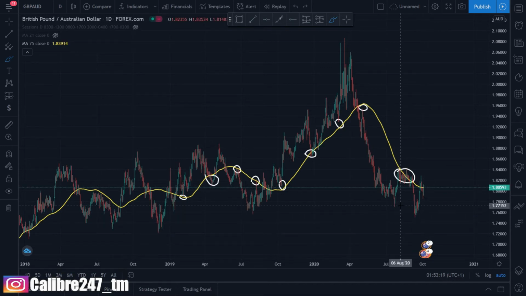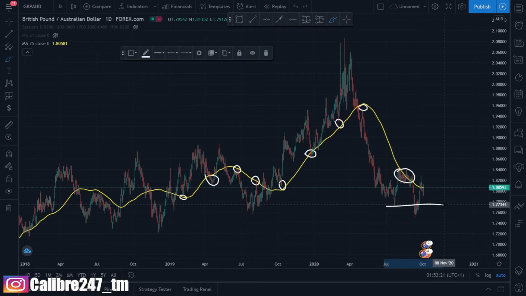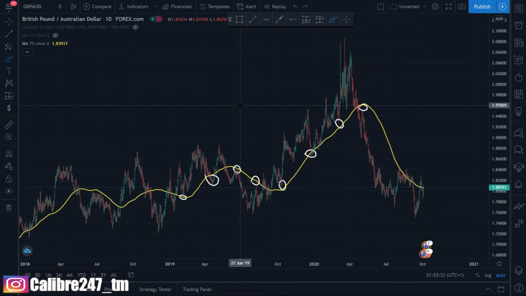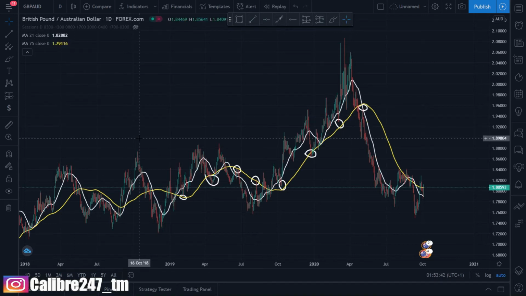And exit probably at some point around here, or rather we trade with the price action strategy, as we can see that the market is on a bearish trend. So that's the strategy that I had used to determine the direction for GBPAUD. Now let's add one more moving average, which is period 21. As you can see, the white line that I've just added.